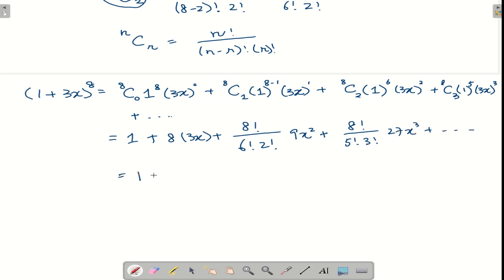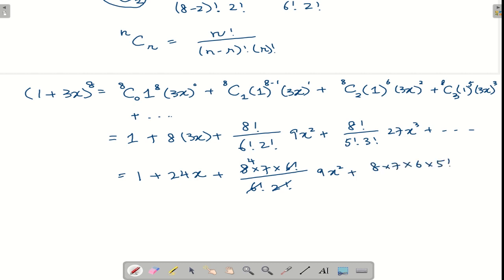This one is 1 plus 24x, and this one is 8 times 7 times 6 factorial over 6 factorial times 2 factorial. The 6 factorial cancels out, and the 2 cancels, leaving 28, then times 9x squared. Plus 8 times 7 times 6 times 5 factorial over 5 factorial times 3 factorial. The 5 factorial cancels out, and the 3 factorial cancels with the 6, and we get 56 times 27x cubed.